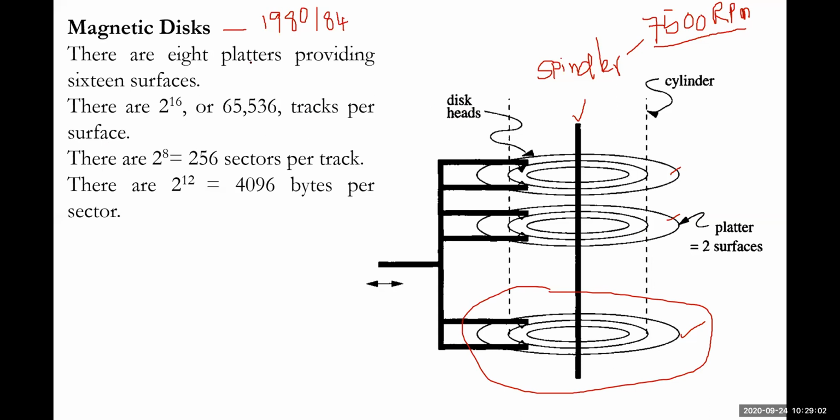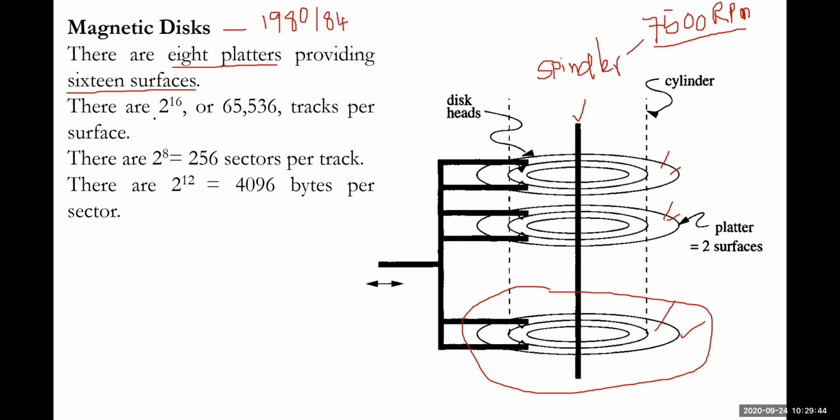In olden days there were 8 platters. Each platter, in the sense this is one complete disk, this is another disk, and this is another disk. Each disk will be called a platter. 8 platters will be available, and on both sides of each platter the data will be written, so that 16 surfaces will be available for any hard disk. Lower side, upper side, lower side, upper side, and so on.